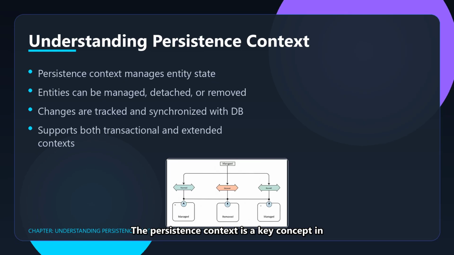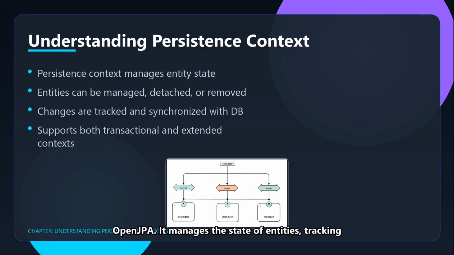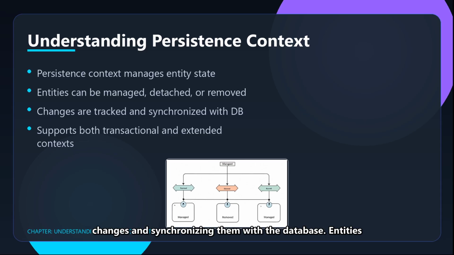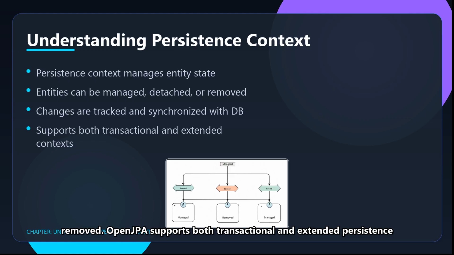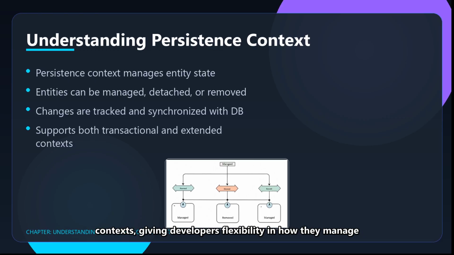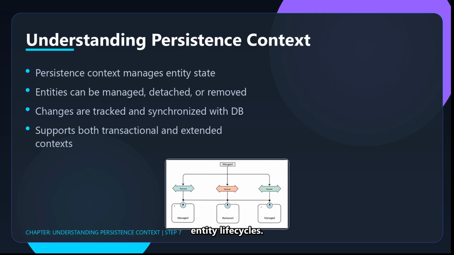The persistence context is a key concept in OpenJPA. It manages the state of entities, tracking changes and synchronizing them with the database. Entities can exist in different states: managed, detached, or removed. OpenJPA supports both transactional and extended persistence contexts, giving developers flexibility in how they manage entity lifecycles.